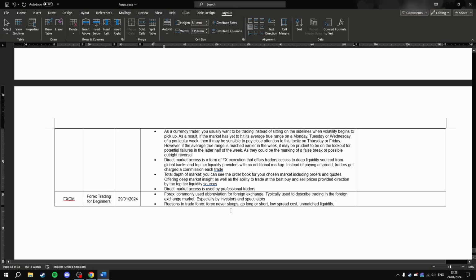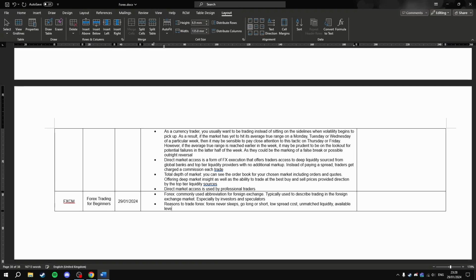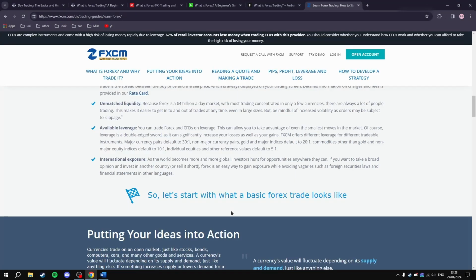Available leverage. You can trade Forex and CFDs on leverage. This can allow you to take advantage of even the smallest moves in market. Of course, leverage is a double-edged sword as it can significantly increase your losses as well as your gains.